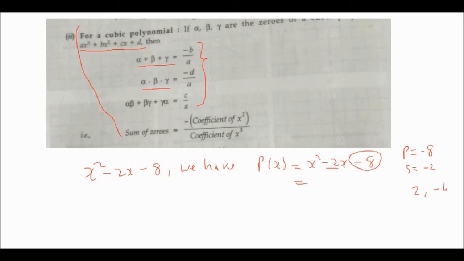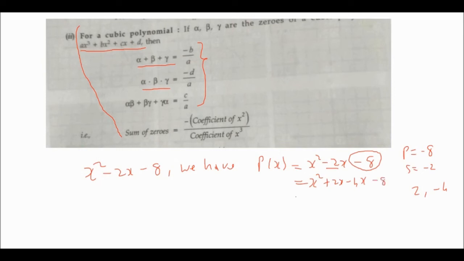So we will write this expansion here. We get x square, and our factors were 2 and minus 4, so we will write plus 2x minus 4x. 2 minus 4 is minus 2. If we had written 4x minus 2x, it would have been plus 2x. That's why we should write this as 2x minus 4x and minus 8.